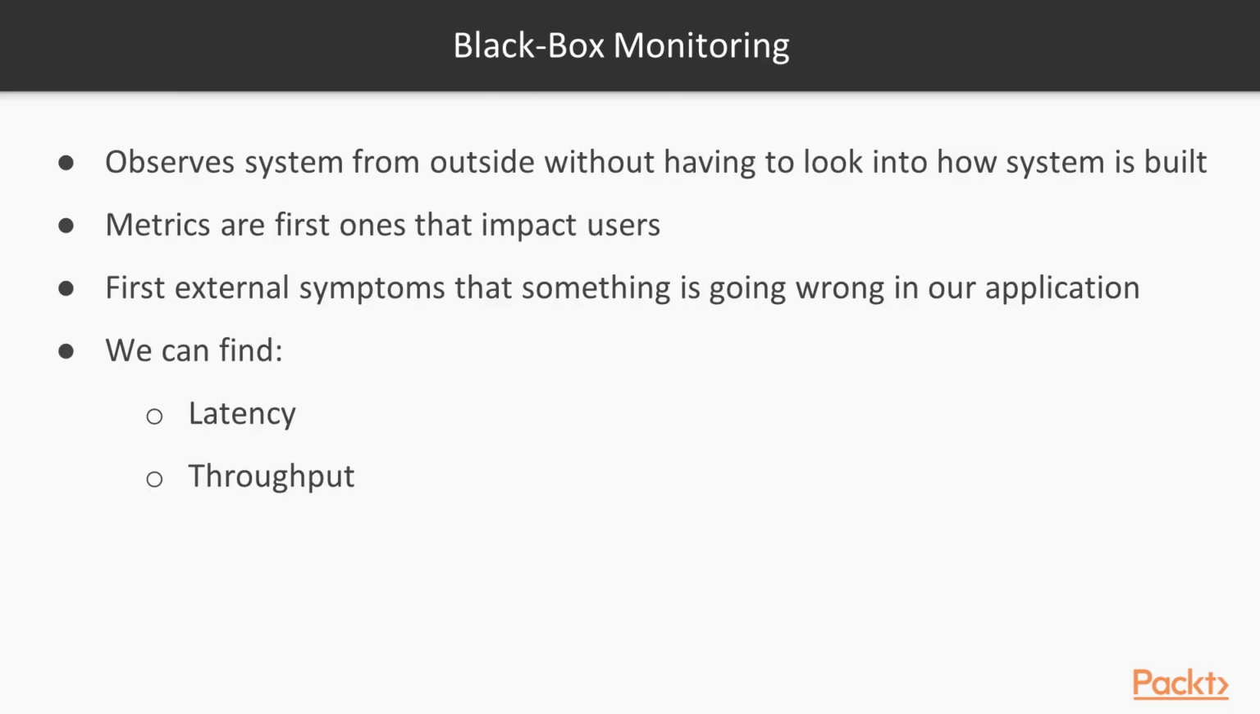First, let's see black box monitoring. Black box monitoring is the type of monitoring that observes a system from outside without having to look into how the system is built. These metrics are the first ones that impact the users and the first external symptoms that something is going wrong in our application or server. Among the metrics that can be used for black box monitoring, we can find latency and throughput. These two metrics are the holy grail of black box monitoring.